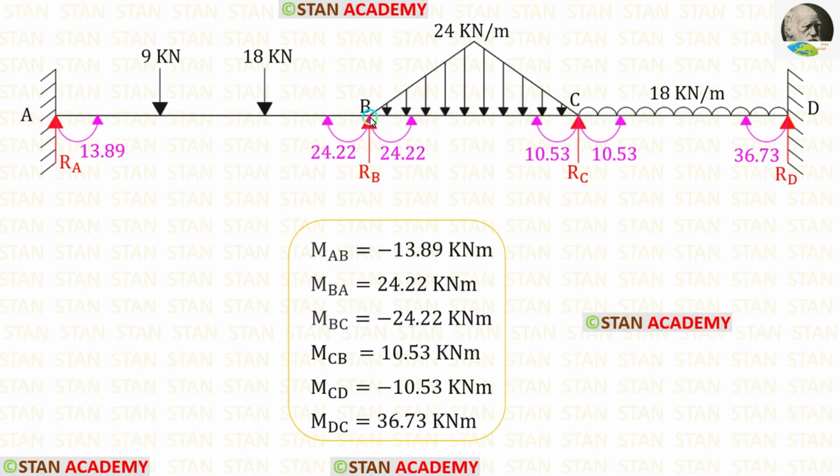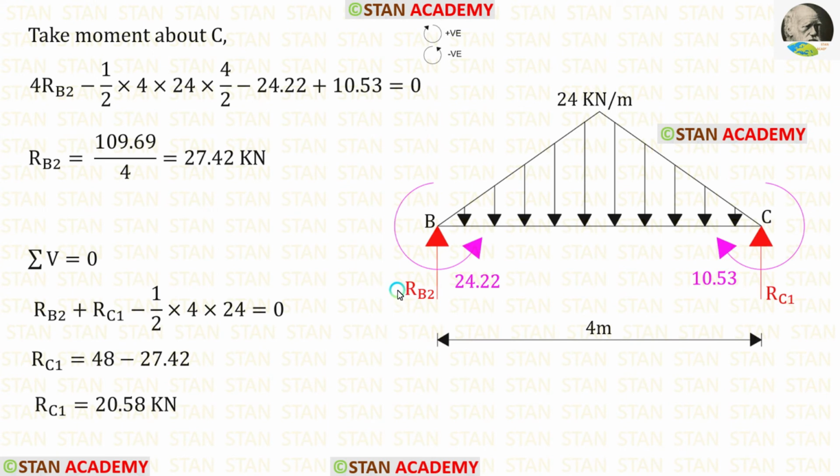Now let us take the span BC and find the vertical reactions. In the span BC, we have two moments, MBC, which is acting in the anticlockwise direction, and MCB, which is acting in the clockwise direction. In this span, first let us find RB2. For that, let us take a moment about C.